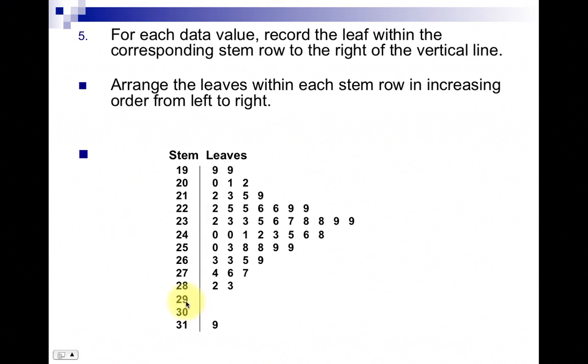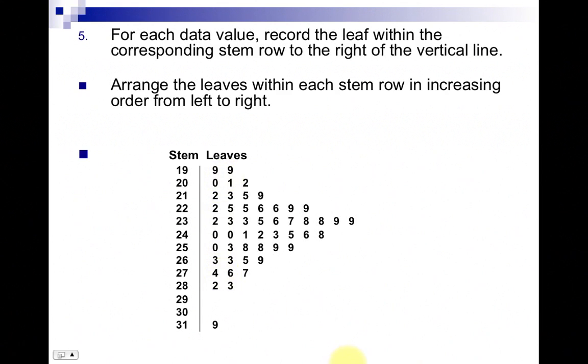When you get down to the 290s and the 300s, you notice that there are no data values in the 290s, and there are no data values in the 300s. These stems, 29 and 30, should be retained. It's important to see that jump of data, that gap, because the 319 should stand out as being far away from the other data values in the distribution.